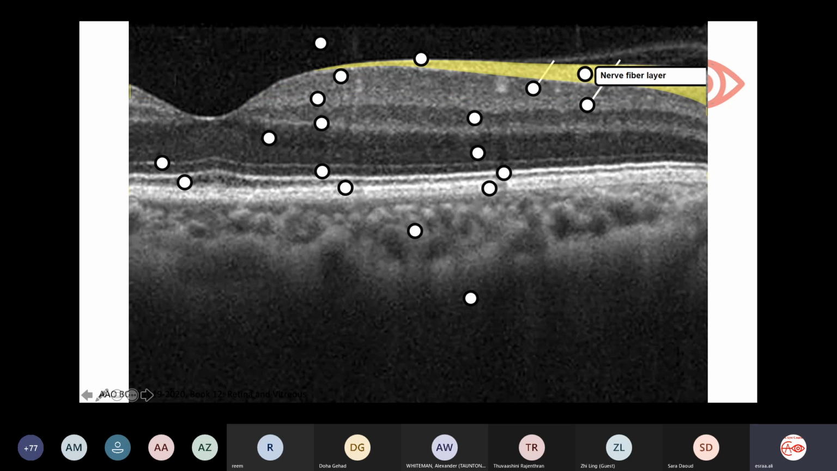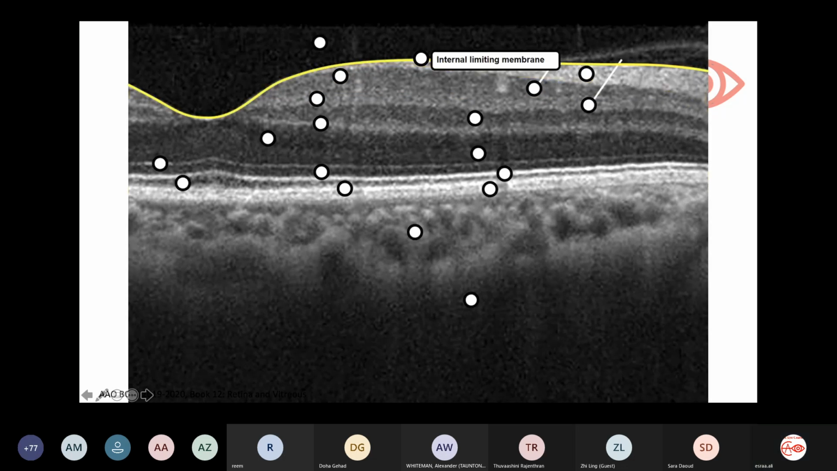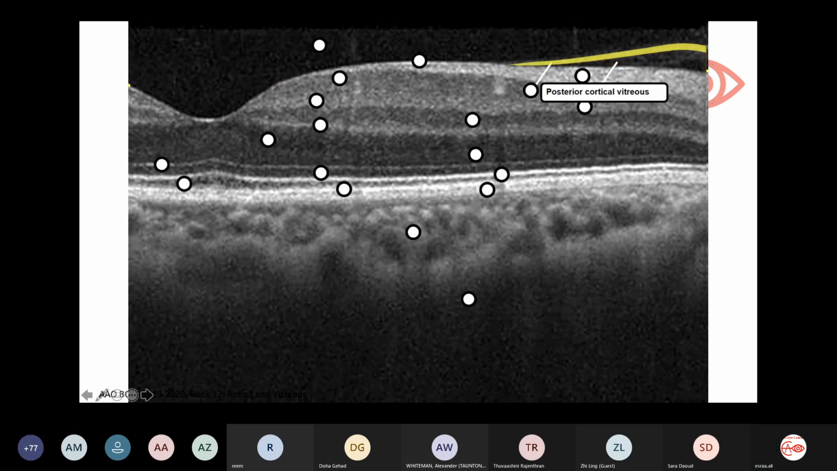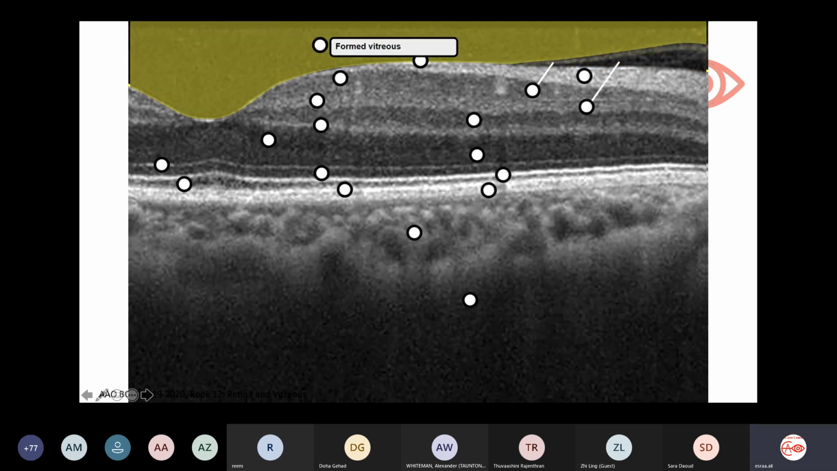And then you have these areas, which is first the internal limiting membrane. This is the pre-retinal space because the vitreous has left the retina in this small area. The posterior cortical vitreous. And then this is the formed vitreous, your vitreous over here everywhere. I hope now you can realize the layers of the OCT better.